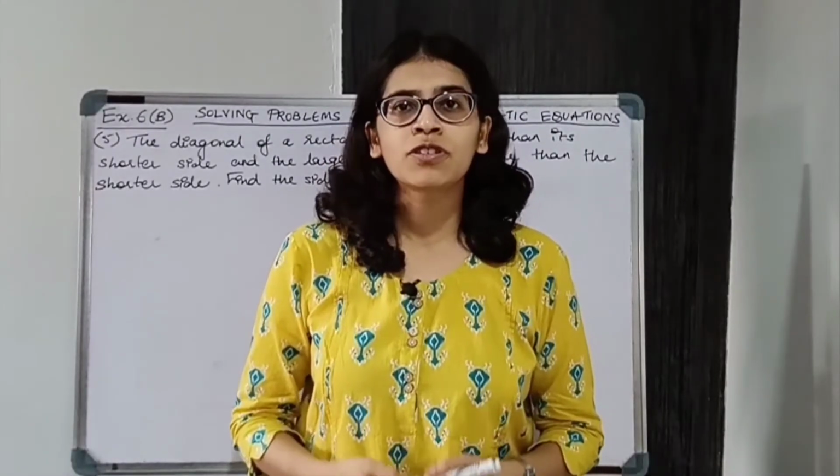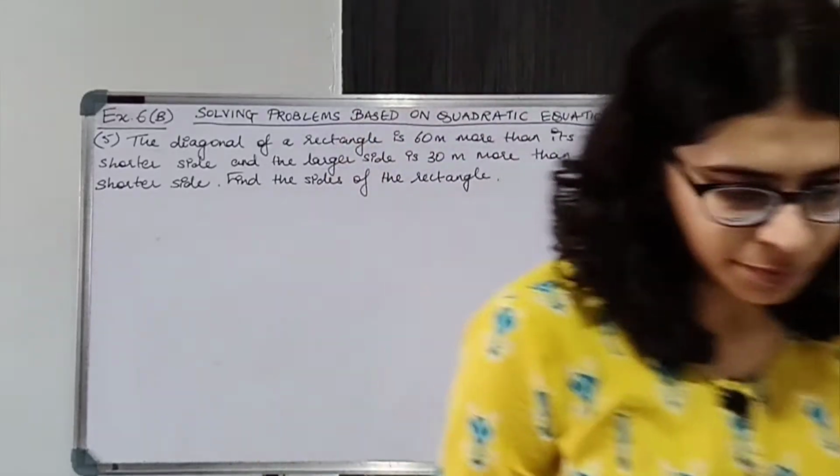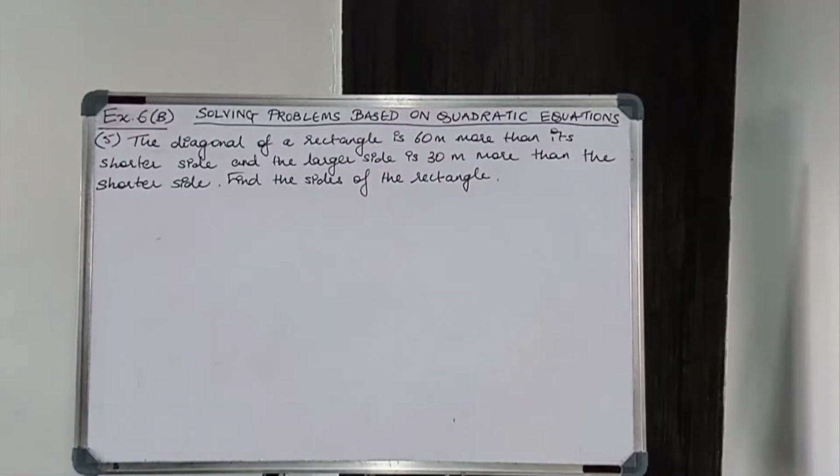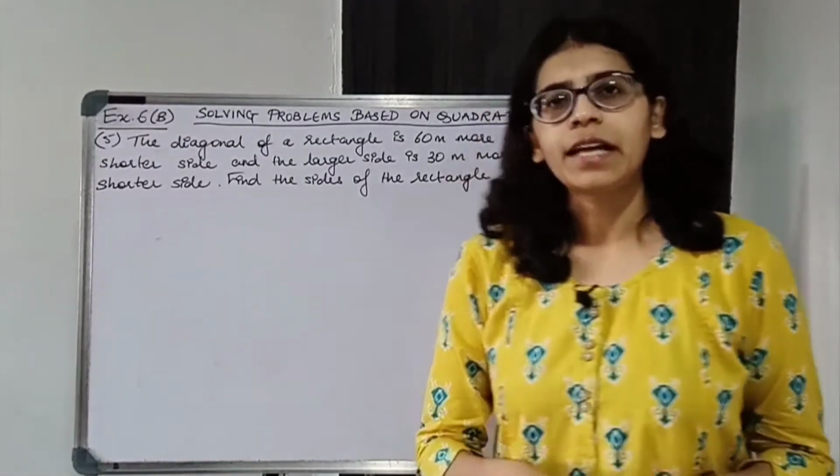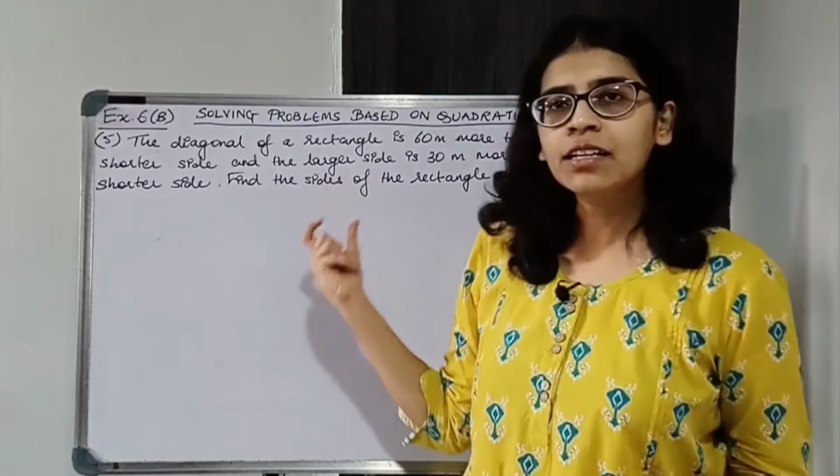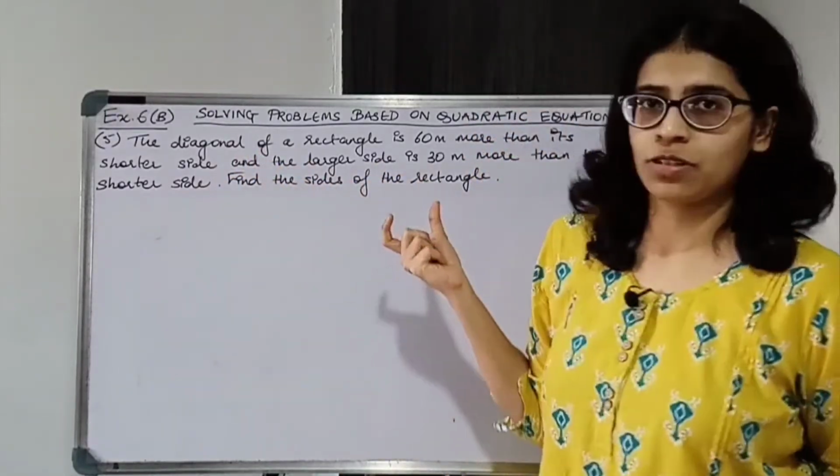Let's read the next question, question number 5. The diagonal of a rectangle is 60 meter more than its shorter side and the larger side is 30 meter more than the shorter side. Find the sides of the rectangle. There is a rectangle, its diagonal, shorter side, larger side.